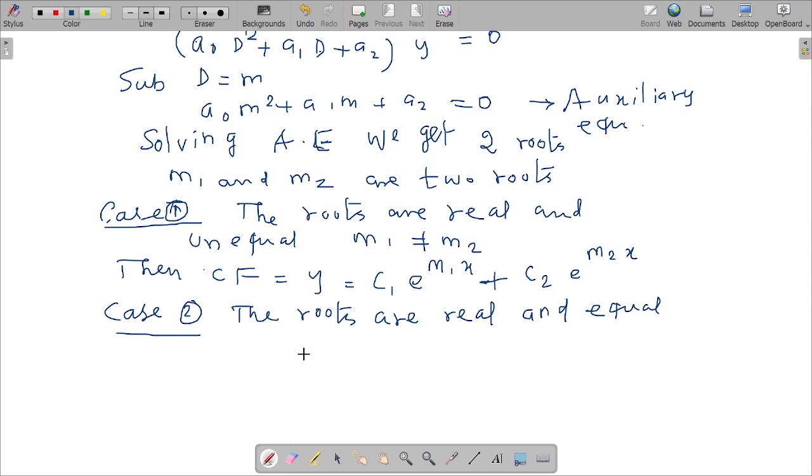The roots are real and equal. In case m1 equal to m2 equal to m, the roots are real and equal, then the complementary function y equal to (c1 plus c2x) e power mx.